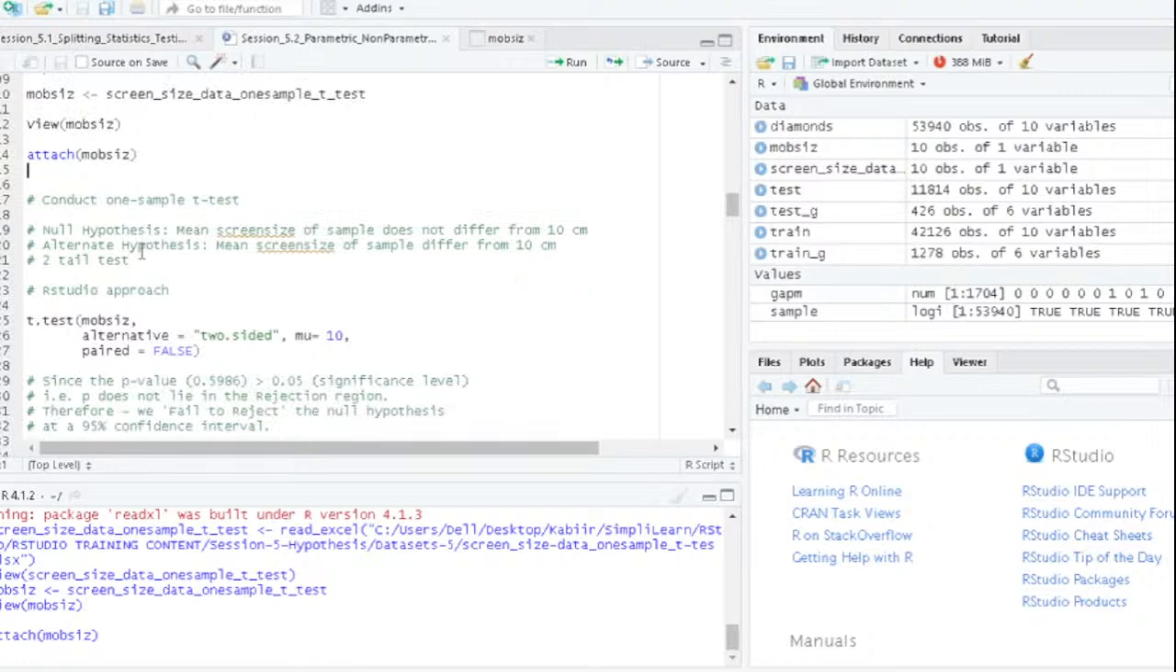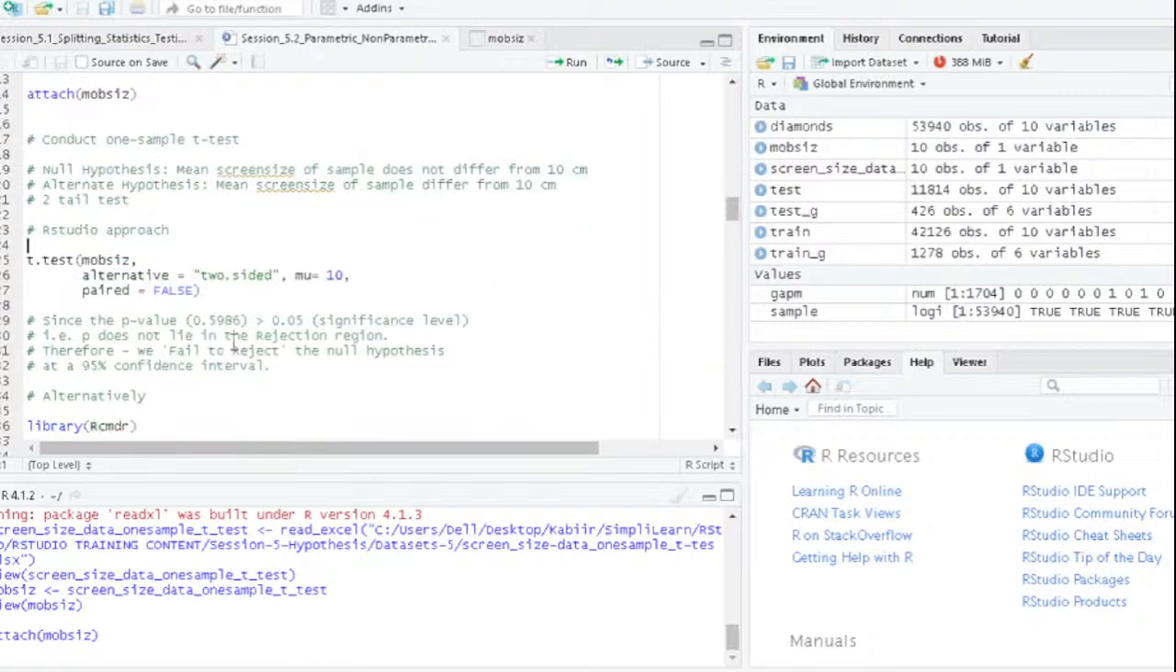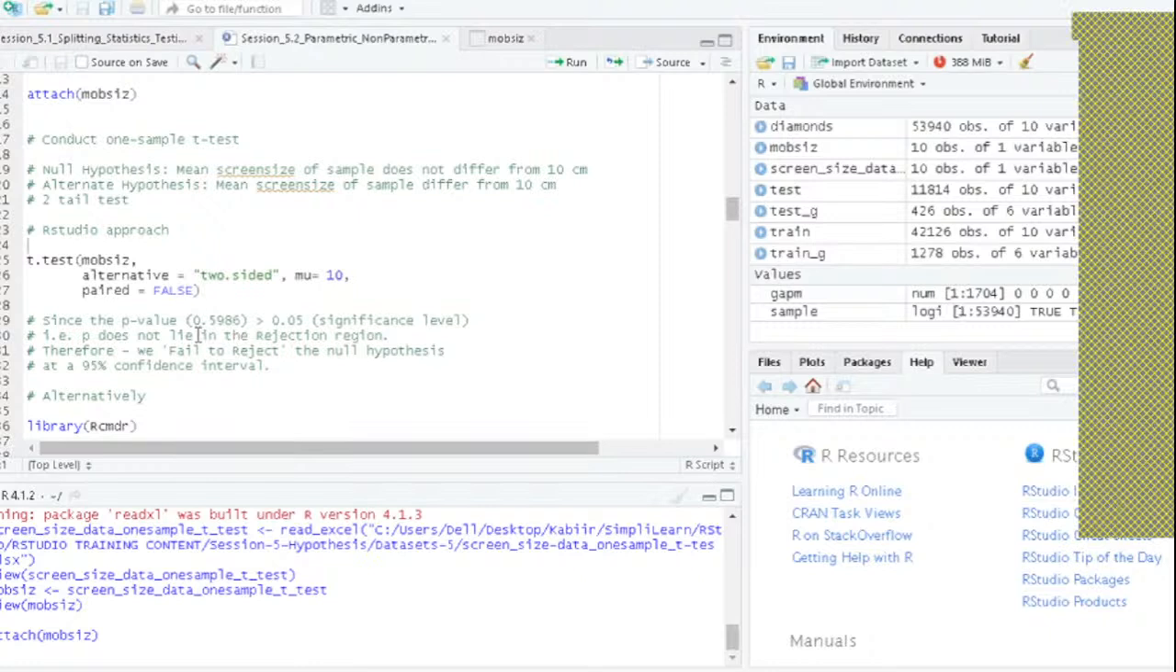We have constructed a null and alternate, right? I've just mentioned that here. Null hypothesis: mean screen size does not differ from 10, and alternate hypothesis: mean screen size differs from 10. So it's a two-tail test. Now the R Studio approach, I use this command t.test, mob size, that is the name of the file, alternative equal to "two.sided" in quotes, which means it's a two-tail test. And then I mention the mean, mu equal to 10.